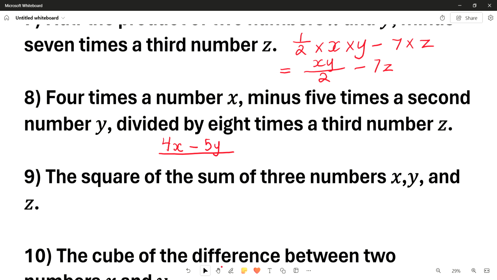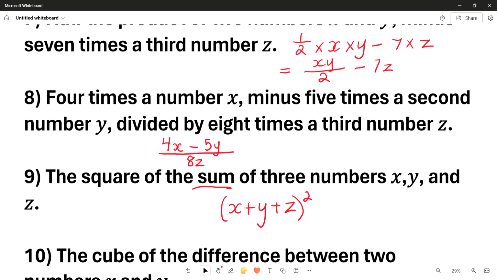8 times a third number z, well 8 times z would be 8z, and that's your answer. Number 9, the square of the sum of 3 numbers x, y, and z. Well, hopefully you would recall that the sum means to add. So the sum of 3 numbers x, y, and z would be x plus y plus z, and all of that is to be squared.